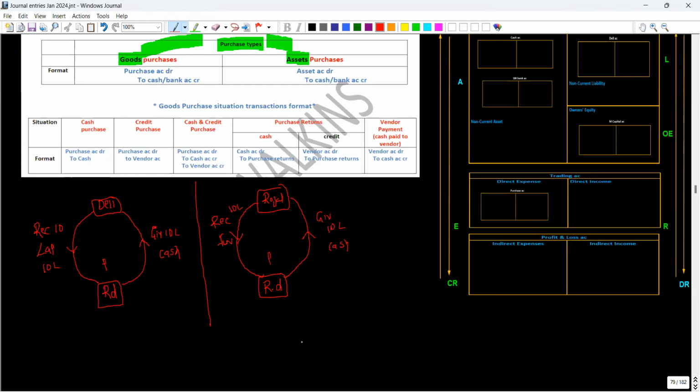So everyone gives an answer like this. Journal entry for the first one is purchase account debit and cash account credit. Even for the second example you are going to repeat the same answer: purchase account debit and cash account credit. This is the major issue we have.